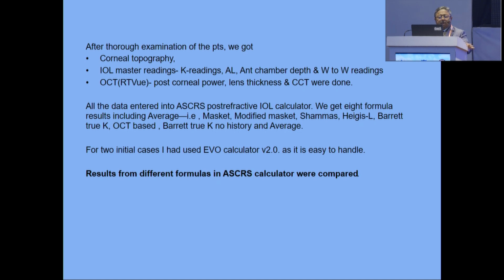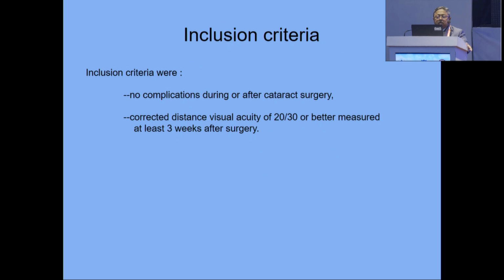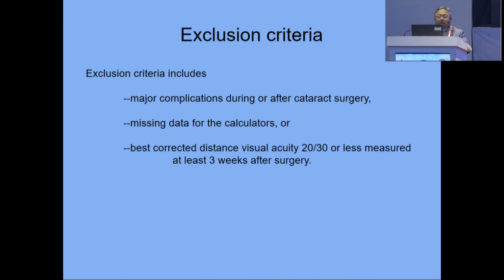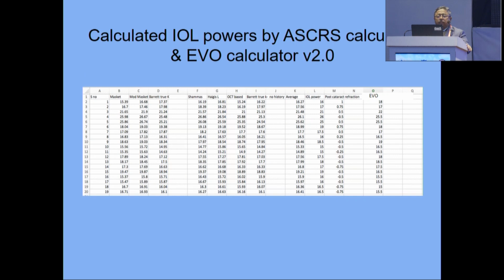For the 2 initial cases, I have used the EVO calculator version 2 as it is easy to handle. Results from the different formulas of the AIOCMTC calculator are compared. This is the interface of the AIOCMTC calculator and the EVO calculator. The inclusion criterion is that there is no complication after the cataract surgery. This is the data obtained from my patients, and after that we calculated the IOL power with the AIOCMTC calculator and the EVO calculator, as I have shown in the slides.